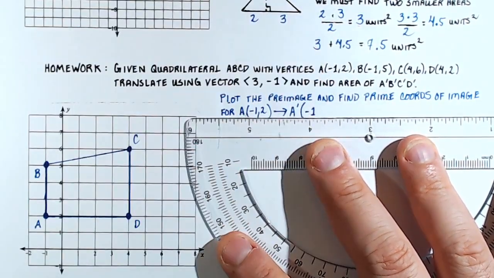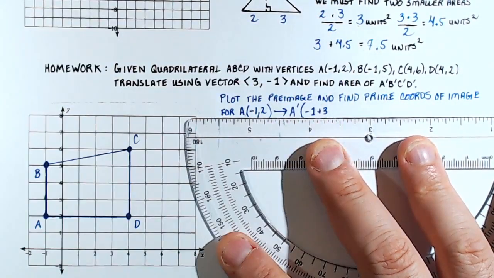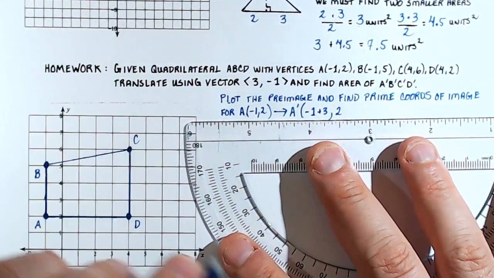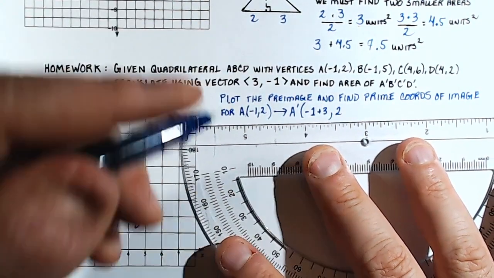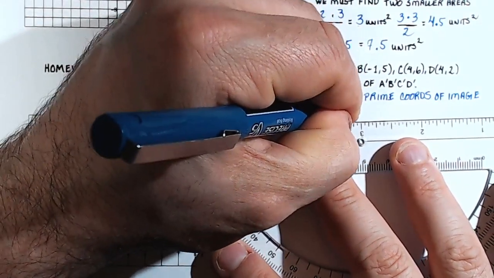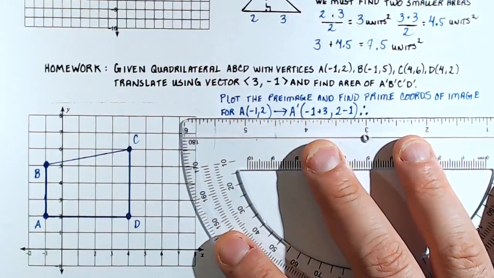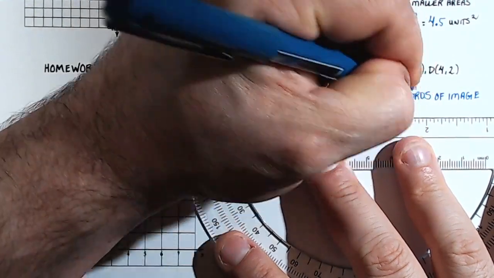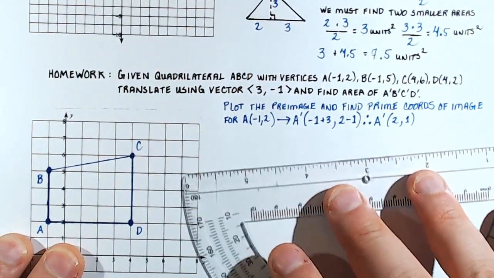-1 plus the horizontal vector component, which is 3, -1 plus 3, comma, 2, which is the y value of A, plus the vertical component of the vector, which is -1. So rather than 2 plus -1, we just write 2 minus 1. Therefore, A prime is located at -1 plus 3 is 2, comma, 2 minus 1 is 1. Right? So we have the A prime coordinate.